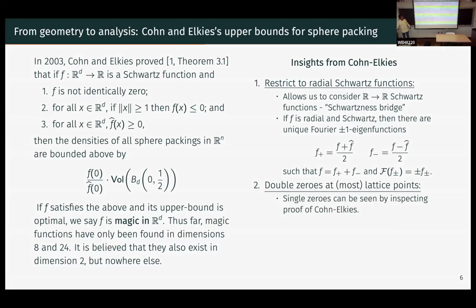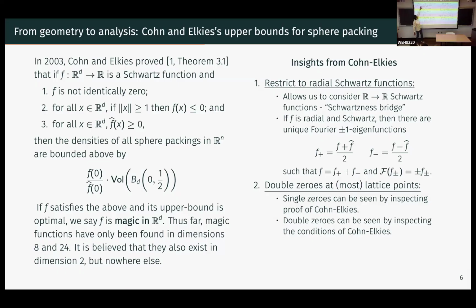So first of all, you can inspect the proof of Cohn-Elkies, and this is maybe a mysterious thing to put in here because I've not given you the proof of Cohn-Elkies, nor will I. But I hope you'll believe me when I say that you can inspect the proof and see that an optimal function needs to be 0 at any lattice point. And double zeros follows from, well, it really follows from this fact here, right?